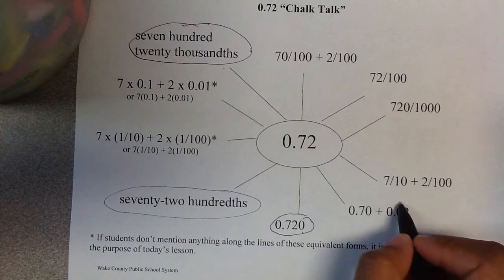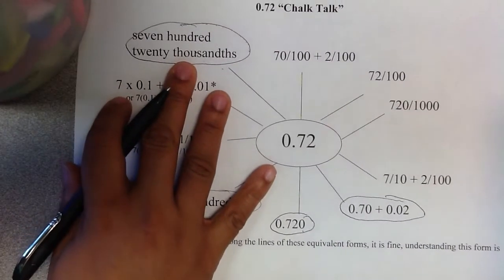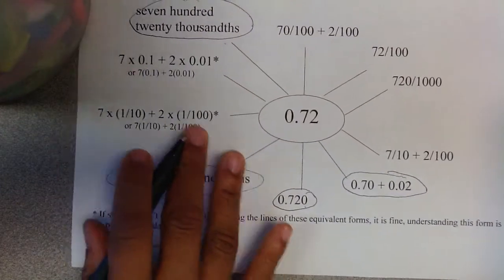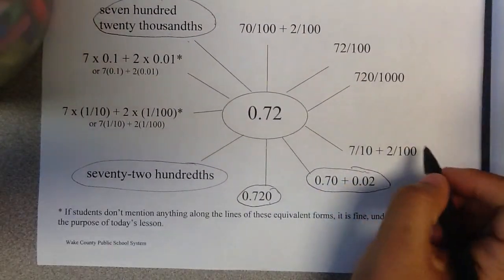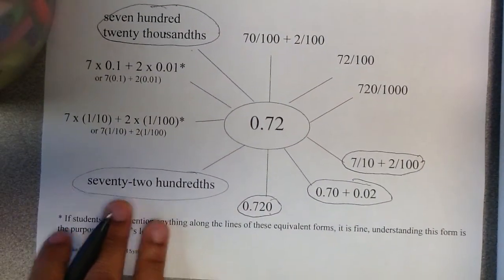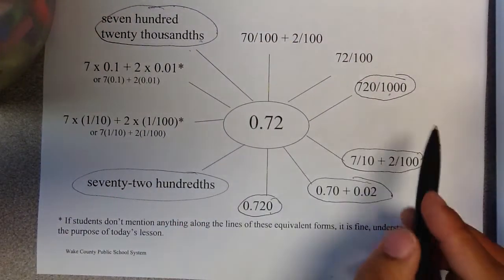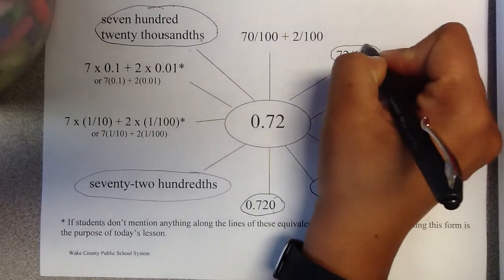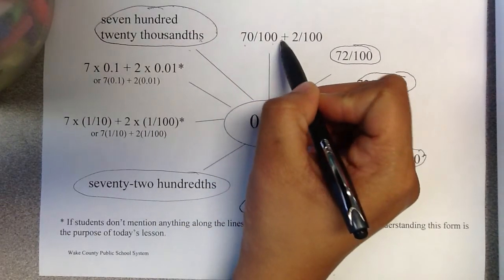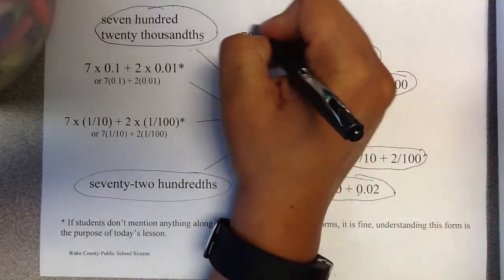I have 70 hundredths plus 2 hundredths. Okay, I kind of expanded it out there. All right, I also have, trying to get my camera to see it, 7/10 plus 2 hundredths written in fraction form. Okay, I have 720 thousandths. Again, that's the same thing as these right here, but written in fraction form. 72 hundredths, which we recorded on our sheet. Okay, here I have 70 hundredths plus 2 hundredths. It's the same thing that's written right here, but it's written in fraction form.